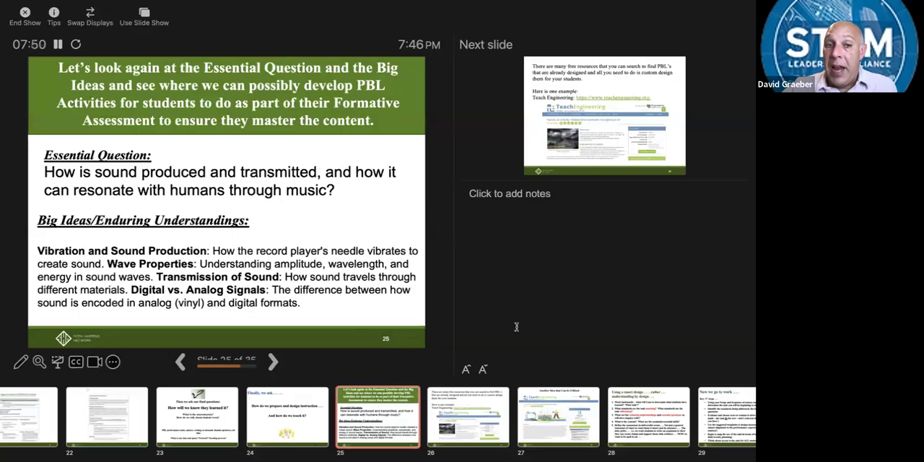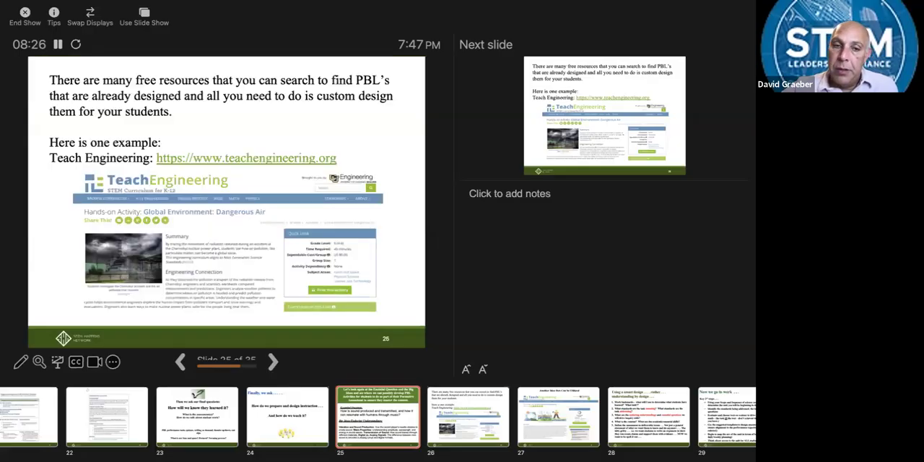Here's the essential question that we had. Here's an example of how this would be filled out. The key driver would be, how is sound produced and transmitted, and how can it resonate with humans through music? Some of the big ideas and enduring understandings are vibration and sound production, wave properties, transmission of sound, digital versus analog signals. Choosing this topic, by the way, was just to show how we can create intellectual engagement around topics using content that is accessible for today's students.